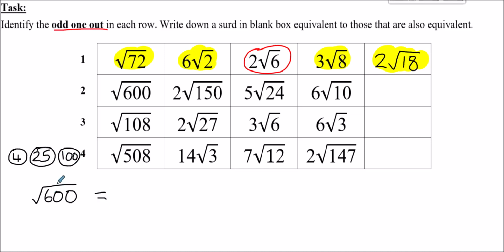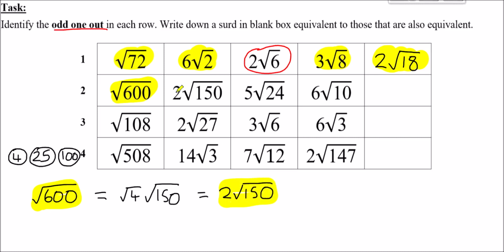So first of all, let's think of root 600 as root 4 times root 150, because 4 times 150 gives us 600. And that's the same as 2 root 150, because root 4 is obviously 2. So already I can see that root 600 must be the same as 2 root 150. So I've found 2 which are the same. And so because one matches to the other, root 600 and 2 root 150, neither of those can be the odd one out because they are the same as each other. So we've tried root 4. Let's now try root 25.